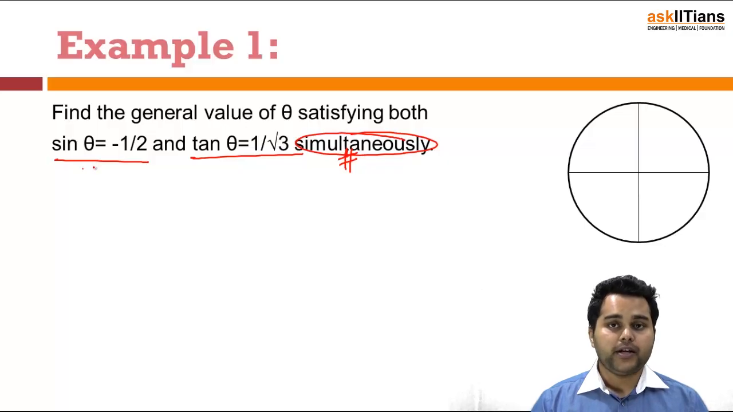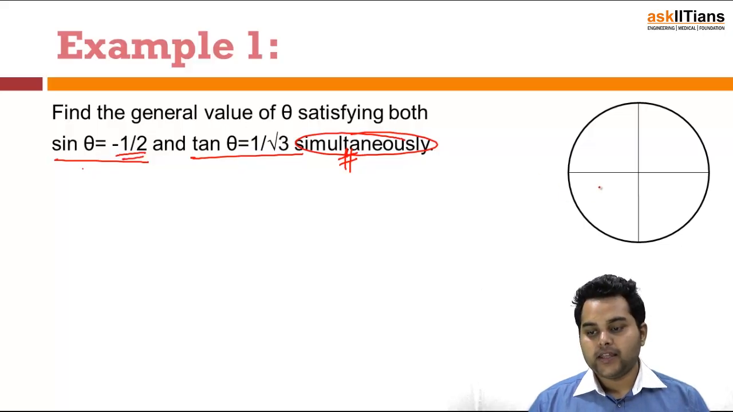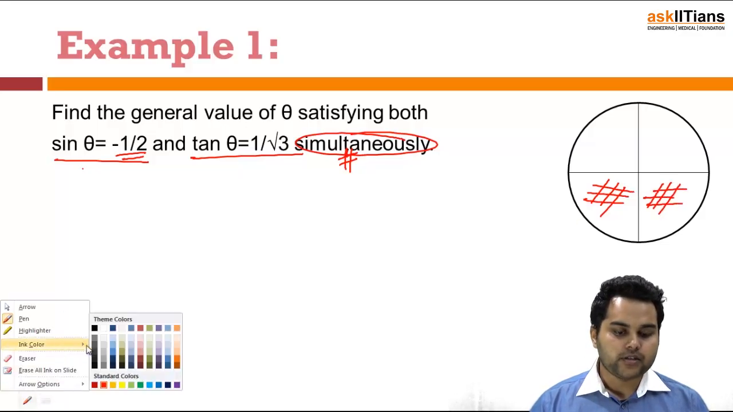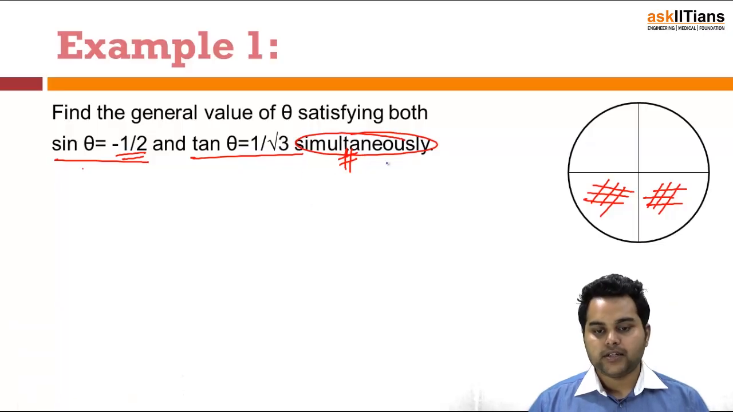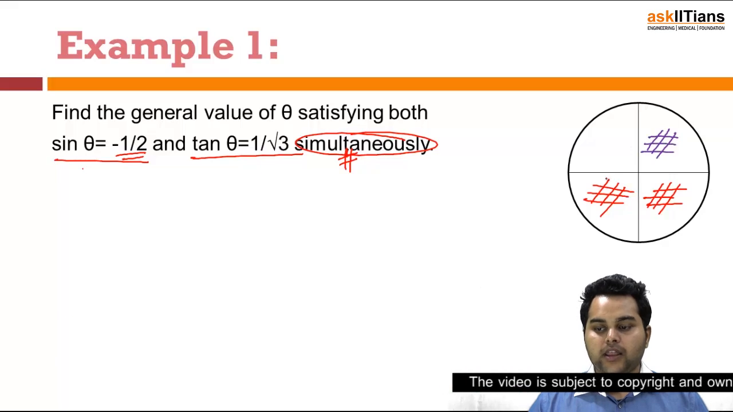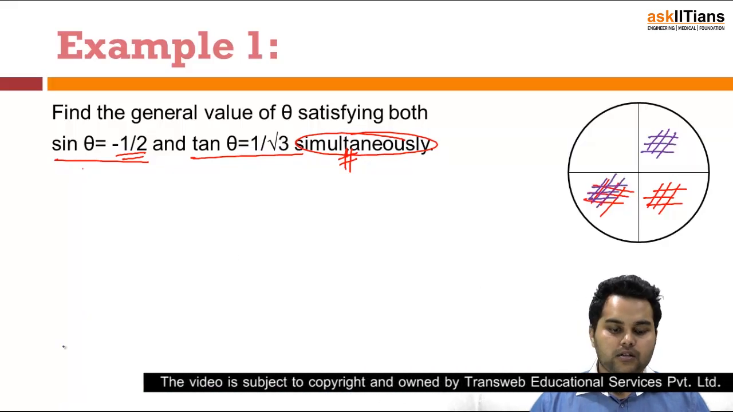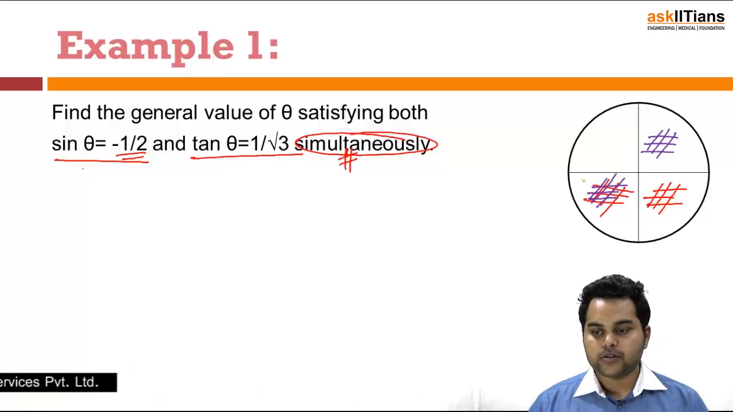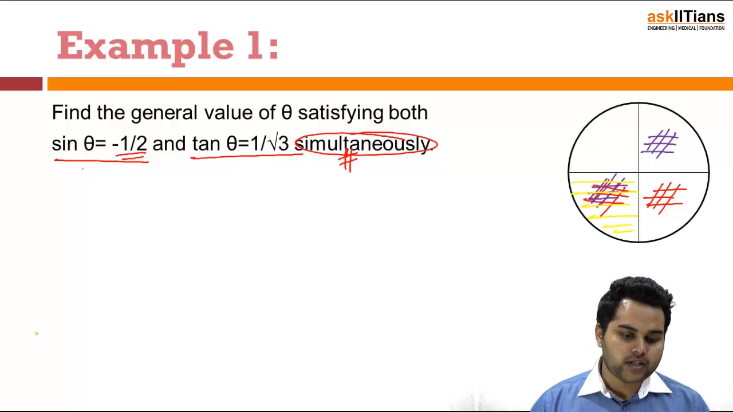So first we try to locate superficially the quadrants in which the solution may lie. That is, sin theta being negative here would be lying either in the third quadrant or in the fourth quadrant. Whereas if I look at the second equation, that would give me a hint. Tan theta is equal to 1 by root 3 being positive shall either lie in the first quadrant or in the third quadrant. So the common point or the overlapping region of the solutions to the two equations would be the third quadrant. In this quadrant my solution shall lie.